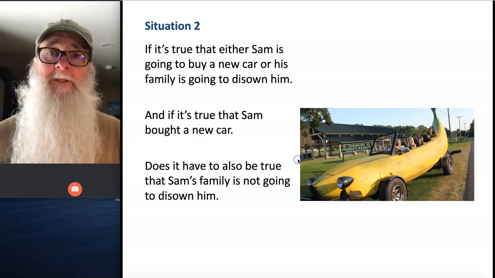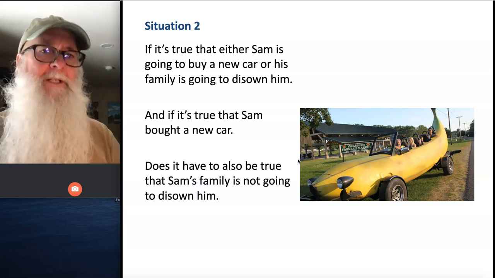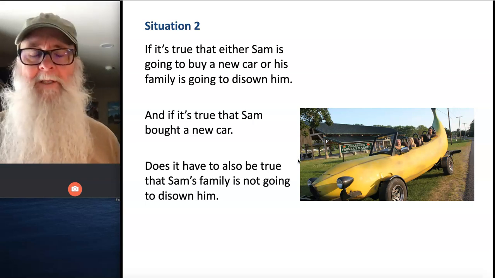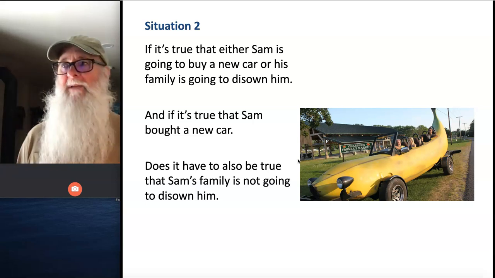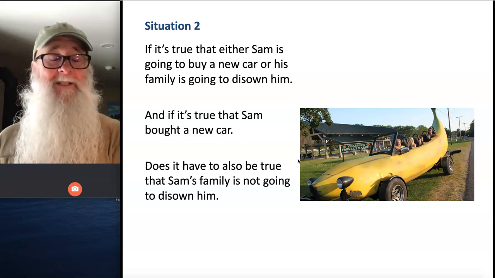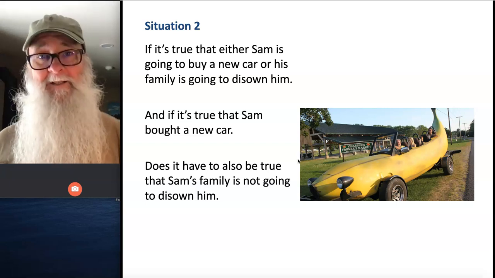Now consider situation number two. It's still true that either Sam is going to buy a new car or his family is going to disown him. But now Sam bought a new car. Does that mean that it has to be true that Sam's family is not going to disown him?